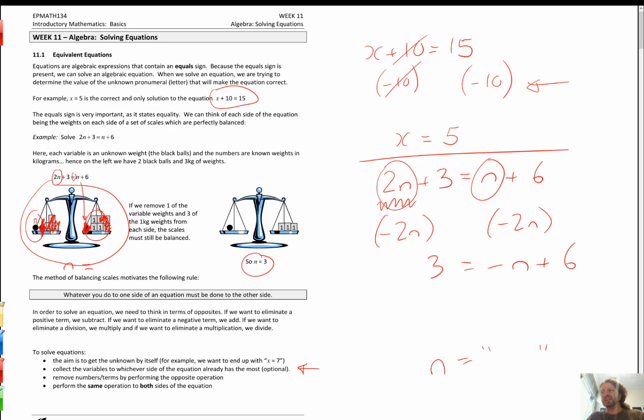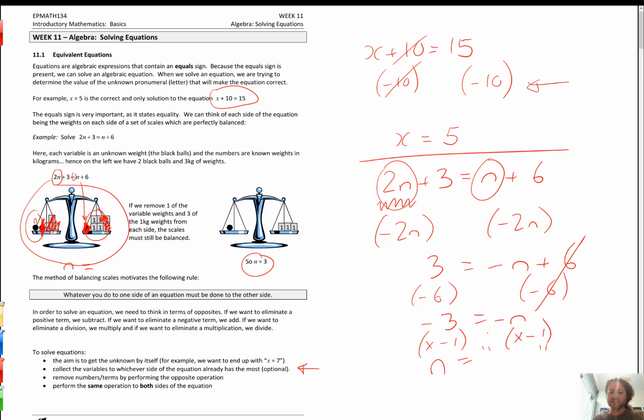But why bring a minus n into it? I know I want my answer to be n. So I still could have finished that. I could have taken 6 off both sides. 3 minus 6 is minus 3. Minus n plus 6, well, the plus 6 is gone. Minus 3 equals minus n. And then I could say, well, how do I get rid of the minus? I can times both sides by minus 1, because a minus times a minus is a plus.